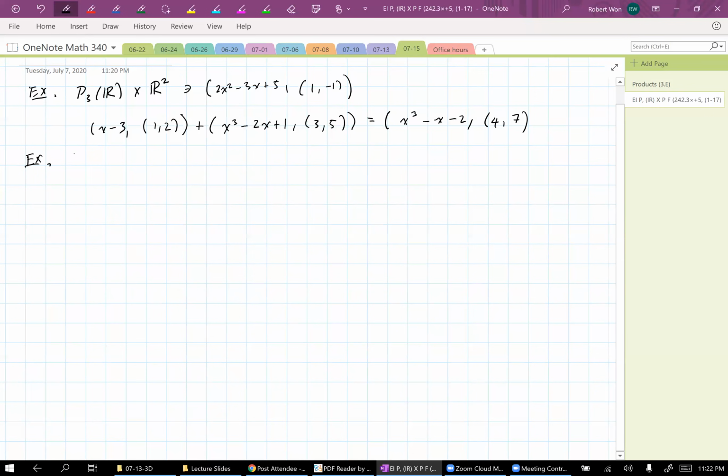Let's look at another example. Let's consider the product R2 cross R3, R2 times R3. So what do elements of this look like? This contains elements V comma W, where V is in R2 and W is in R3. So they look something like the first vector V1, V2, the second vector W1, W2, W3, where all these things are real numbers. This is what elements of this vector space look like.